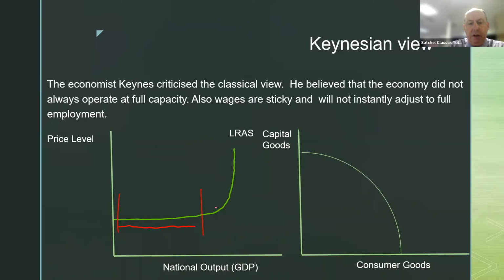As we approach this point here, we are approaching full employment. Sorry, I'll just better mark that there. And we're approaching full employment and full capacity. So it's when we reach that kind of vertical line that we saw in the classical view, on the Keynesian view. So that's the limit as we're reaching the edge of our PPC, the limit of what we can actually produce within the economy.